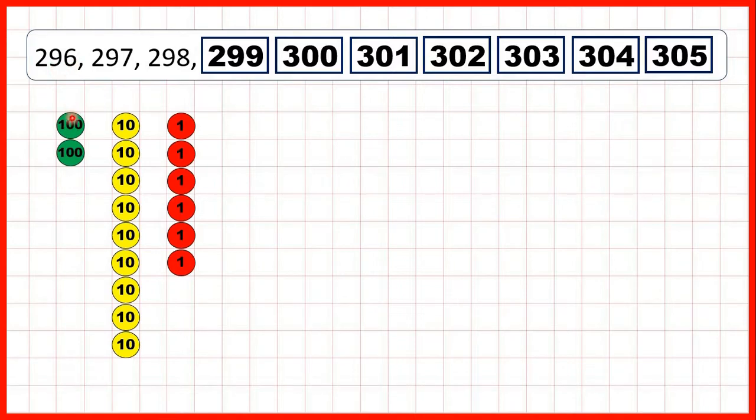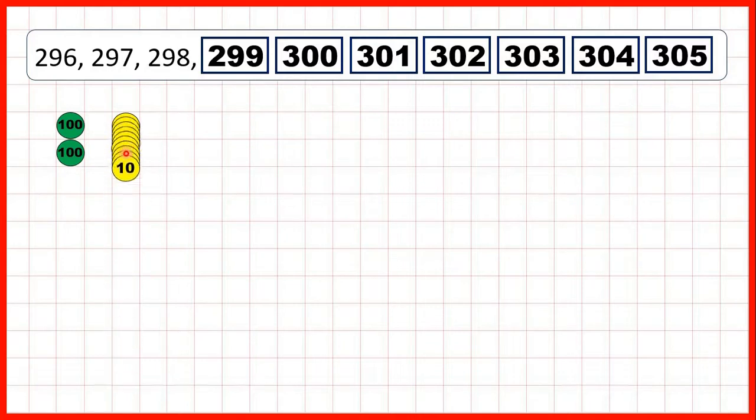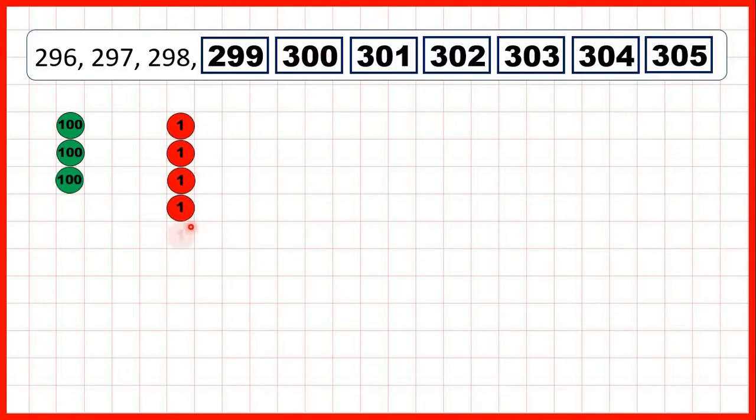Now 296 means we have 2 hundreds, 9 tens and 6 ones. We can keep on adding ones, so here we've got 299, but if we add just one more 1, we get to 300. That's because we've now got 10 ones, so we need to exchange those ones for 1 10, and doing that means that we have 10 tens. So we exchange those 10 tens for an extra 100, which means we have 300. Then we can keep on adding ones until we get to 305.